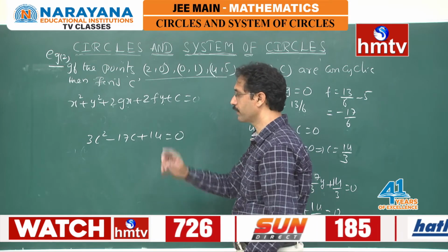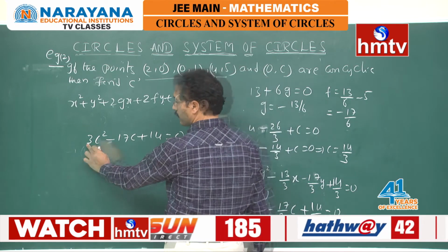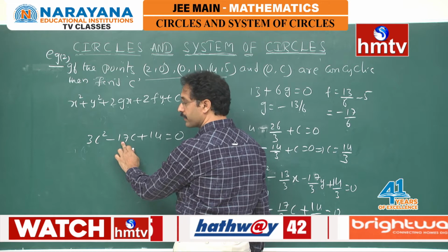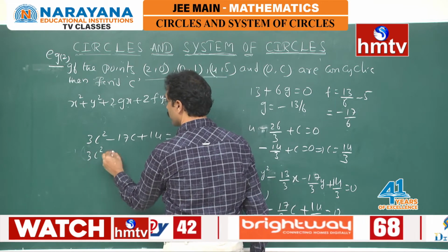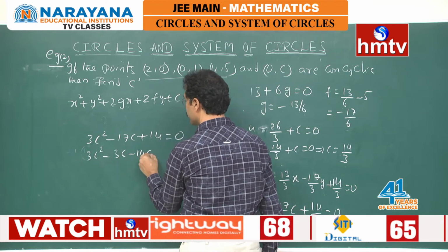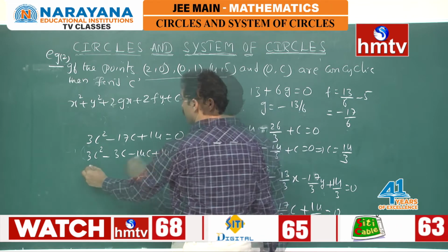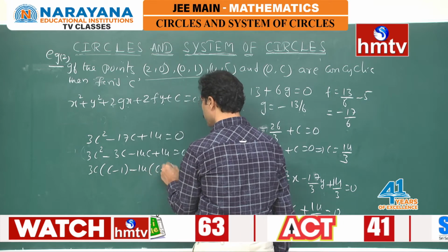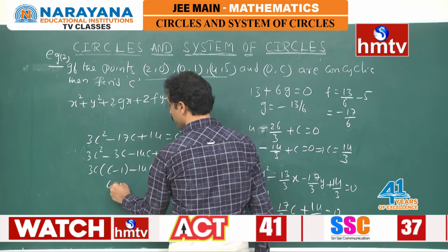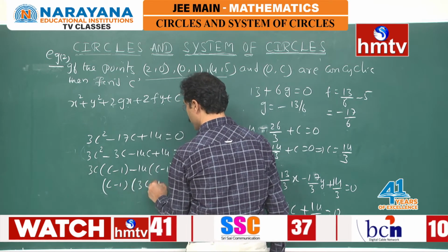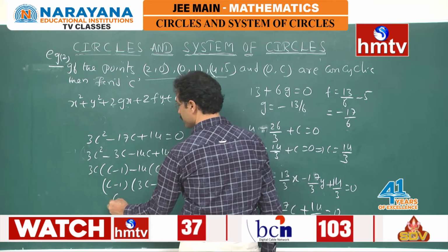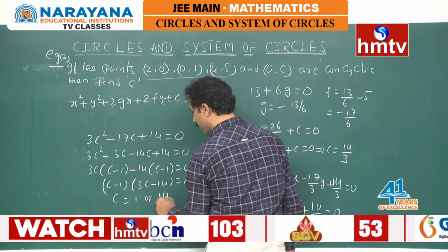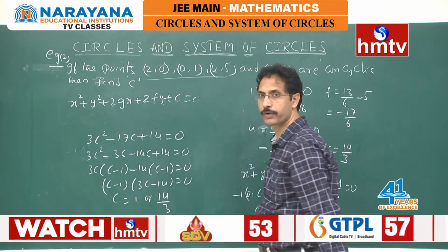Then c values we can find out. Here see, 14 3s are 14 into 3 and then 14 plus 3. So, it is 3c square minus 3c minus 14c plus 14 is equal to 0. Then 3c if I take common, c minus 1, minus 14 common, c minus 1 is equal to 0. So, c minus 1 into 3c minus 14 is equal to 0. So, c is equal to 1 or 14 by 3. These are the values of c we got.